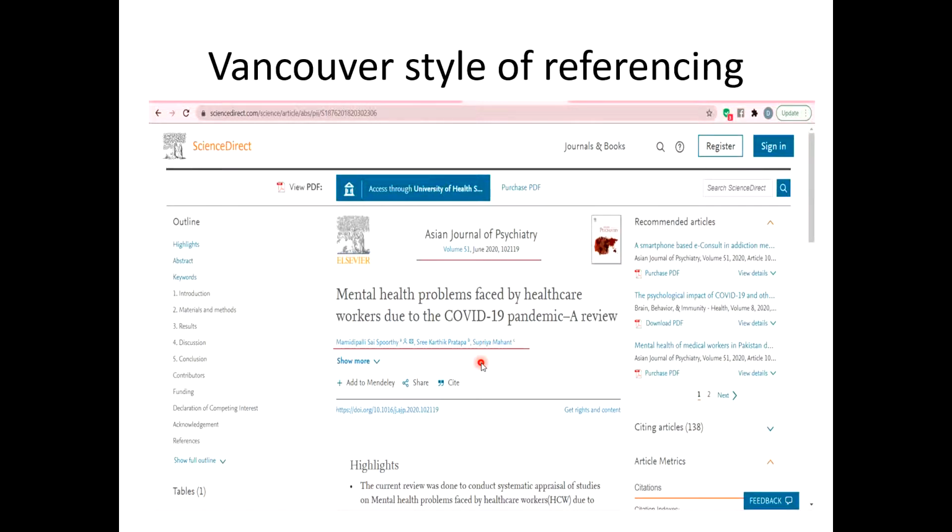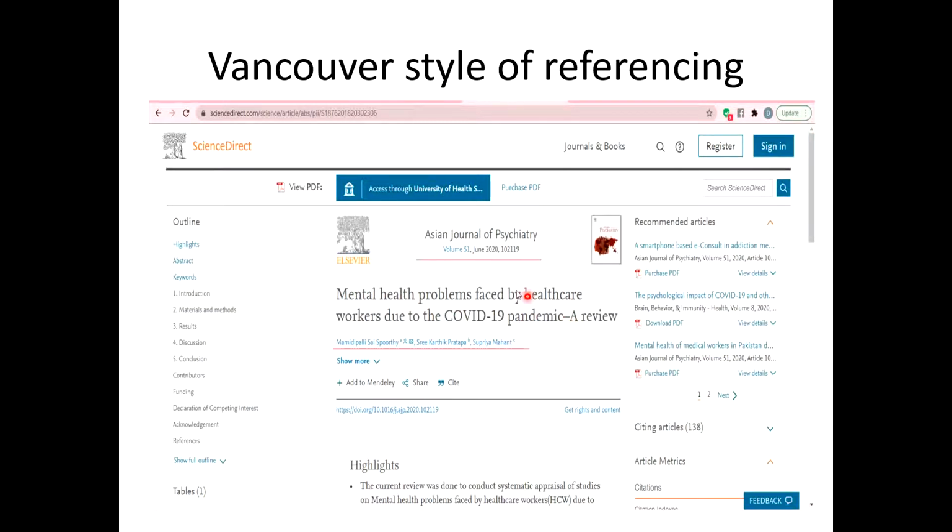In the Vancouver style of referencing, if there are six authors, we write the names of all six authors and then put a full stop. If there are fewer than six, you write the names of all the authors. If there are more than six, then after writing the names of six authors, you put et al. and then a full stop. It means any author beyond six in number is covered by et al. After writing the names of the authors, what will you do? You will write the name of the article.